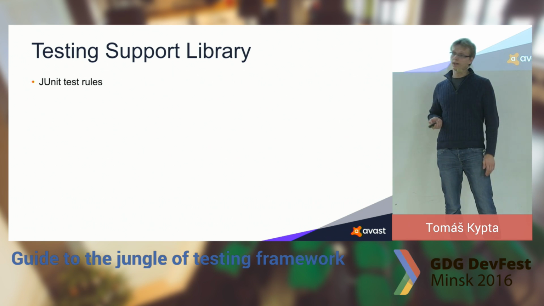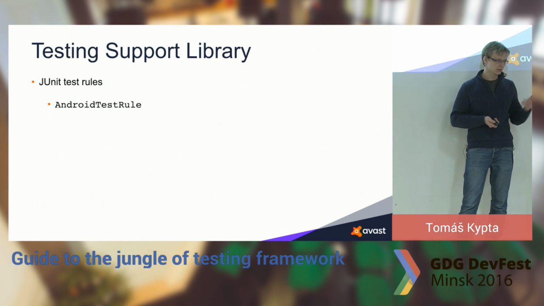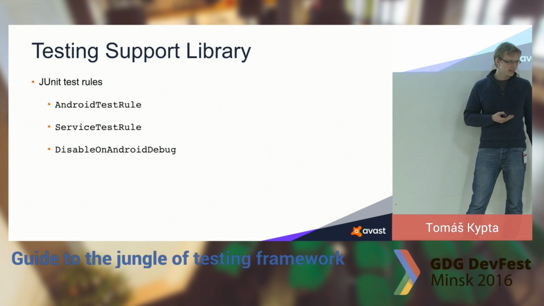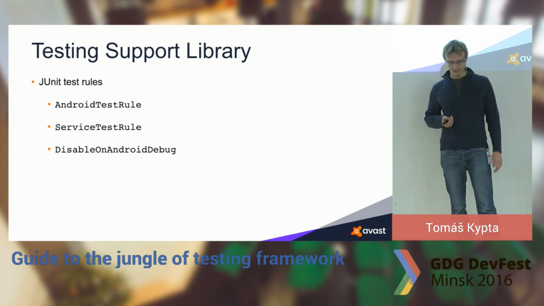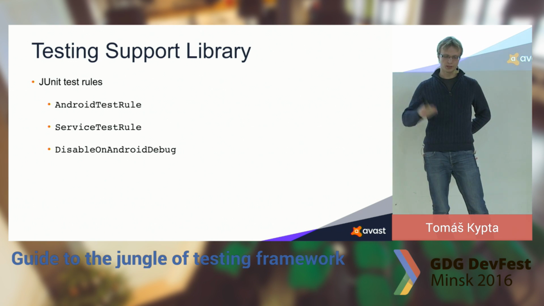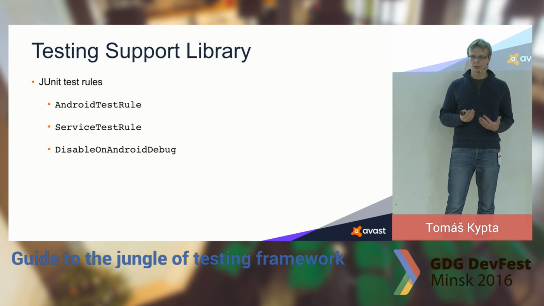So the testing support library adds some nice test rules for you to use. There's Android test rule, service test rule, and disable on debug test rule, which means that when you are debugging the test, this test rule is disabled and not applied during debugging. It's very useful, for example, for various timeout rules, since timeouts during debugging are generally a problem.